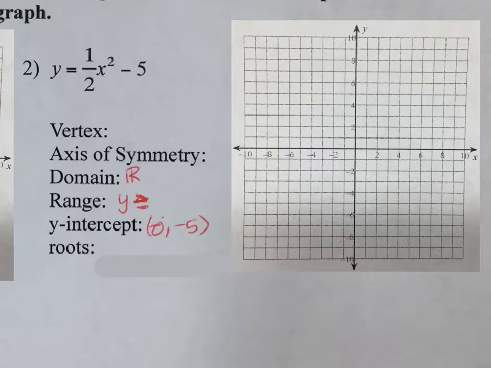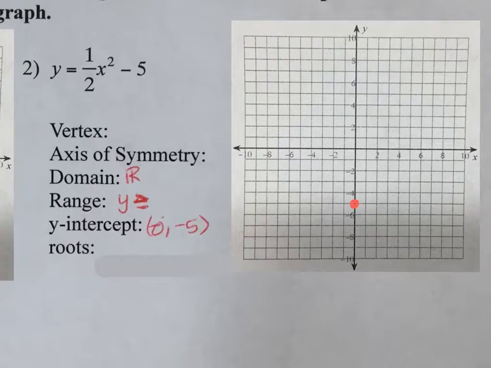All right, question 2, very similar. Remember, we always know the domain is all real numbers. I know my range is y is greater than or equal to because I've got a positive number here in the front. Even though I can't treat a fraction as a slope, it's still positive. And then I know my y-intercept is -5 because that's the value that they give me that's by itself. So I can go ahead and start graphing at -5.